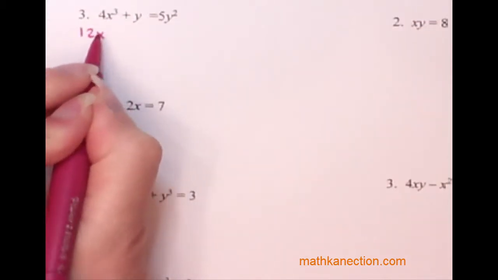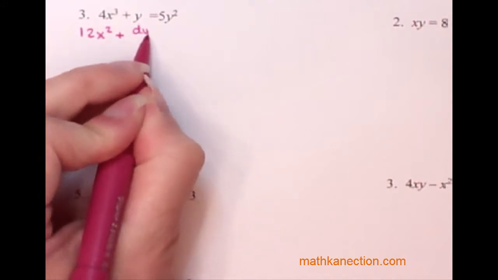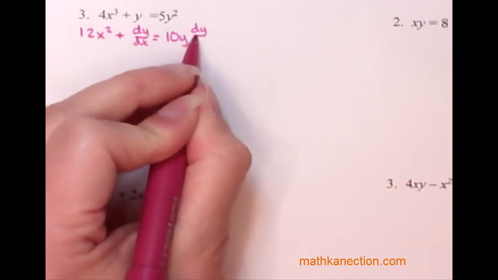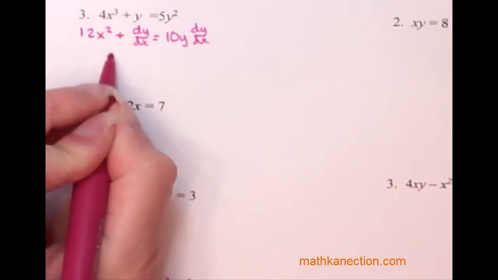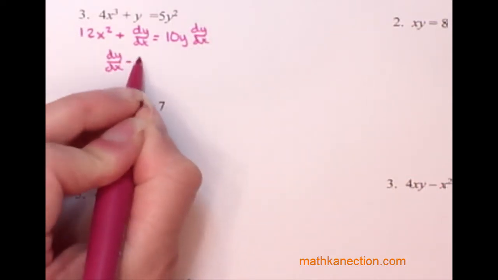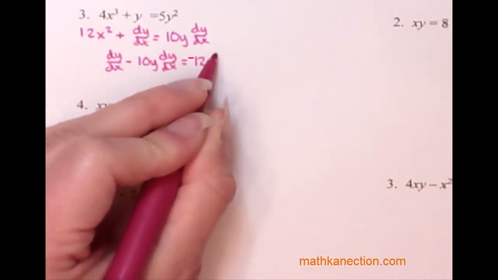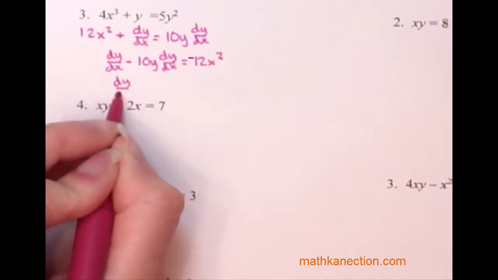Derivative of 4x cubed is 12x squared, derivative of y is dy/dx. Derivative of 5y squared is 10y dy/dx. Subtracting over the 10y dy/dx, we'll have dy/dx minus 10y dy/dx is equal to subtracting over the 12x squared, with negative 12x squared.